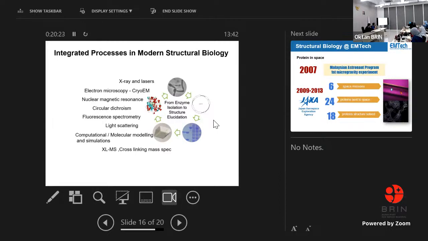So basically, of course, looking at the pipeline in the diagram over there, you can see from isolation, expression, purification, crystallization, to solving the structure. That is considered to be one cycle, for example, for a PhD degree. You can graduate with a PhD degree after being able to complete those tasks.